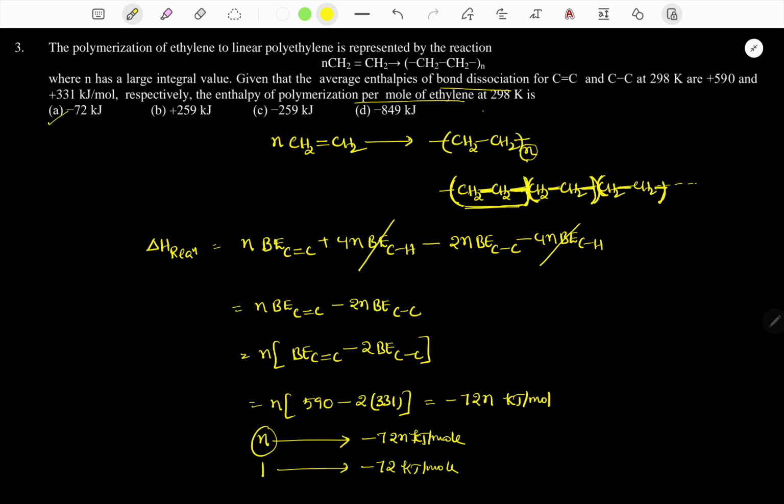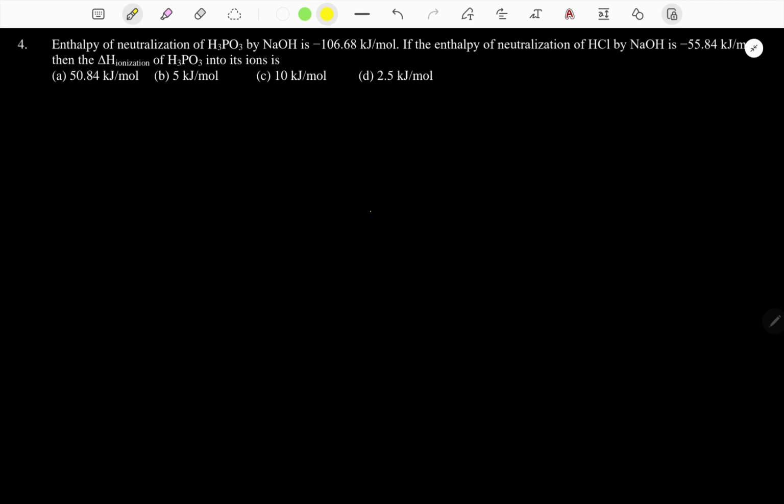Answer A. Enthalpy of neutralization of H3PO3. H3PO3 is a dibasic acid. By NaOH, it releases minus 106.68 kilojoule per mole. So when it is reacted, 2 moles react because 2 acidic protons are there, and the corresponding salt will be formed.